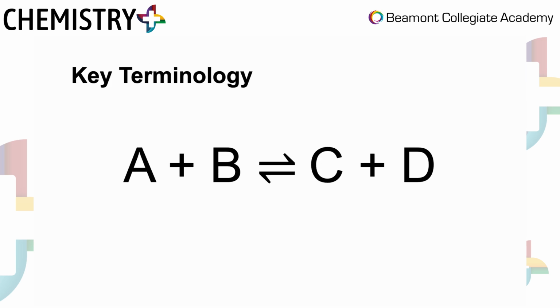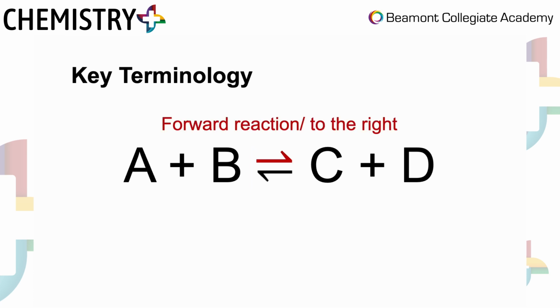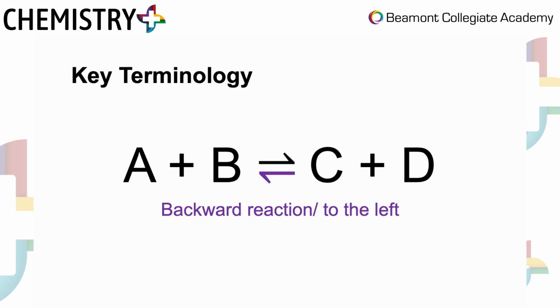Key terminology. A plus B gives you C plus D. The symbol highlighted here represents a reversible reaction. The top arrow of the symbol represents a forward reaction to the right. The bottom arrow represents a backward reaction to the left.